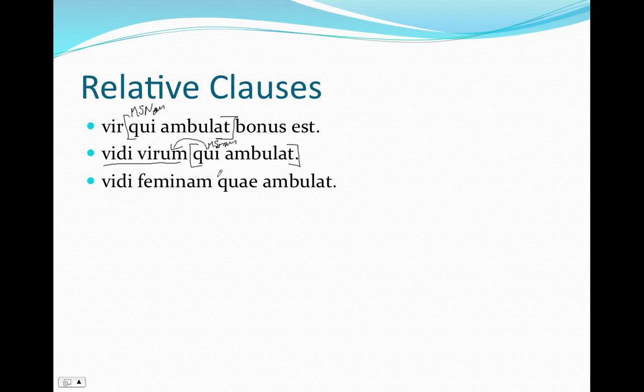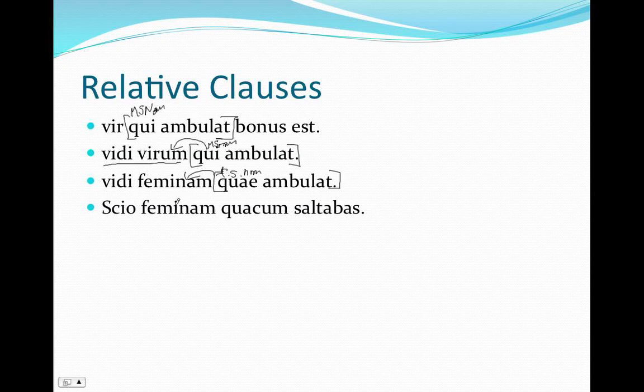Vidi feminam quae ambulat. All right, I'll again take my advice, bracket off the quae ambulat. I saw the woman. Quae now is feminine because our antecedent is feminine. Feminine, singular, but also nominative again. I saw the woman who is walking. So the difference here is in gender.